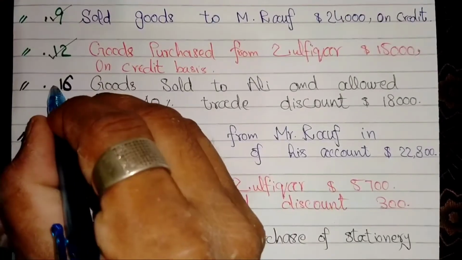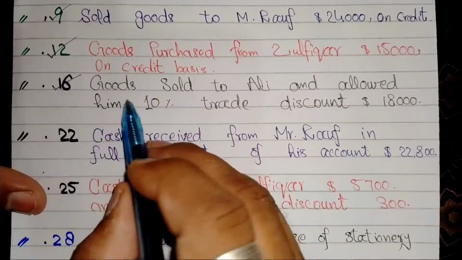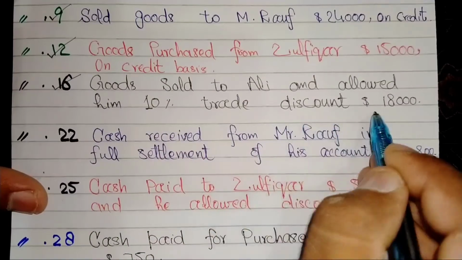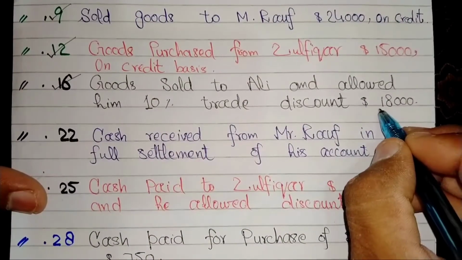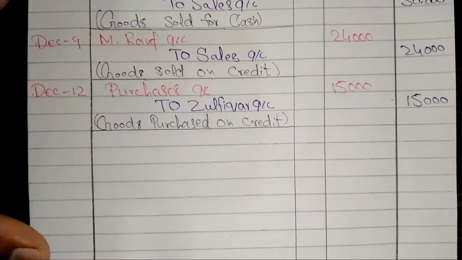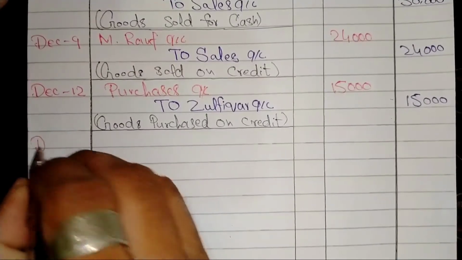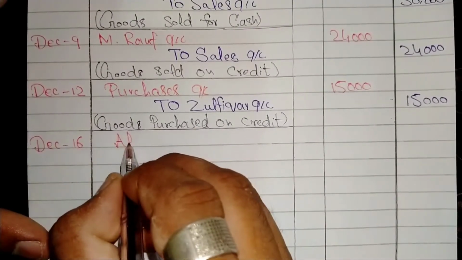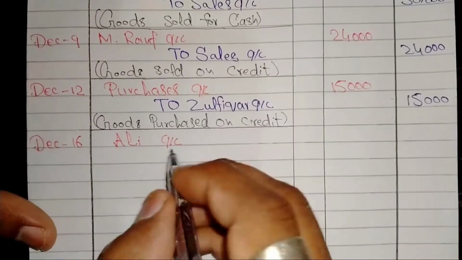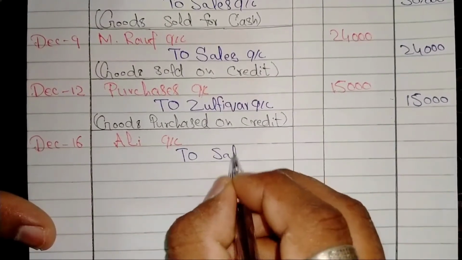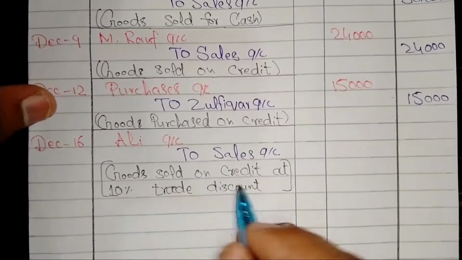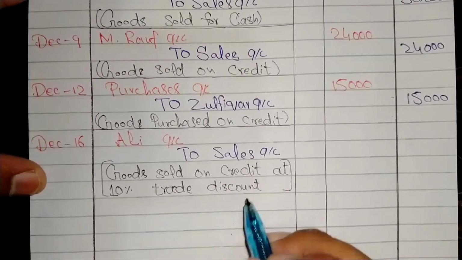Okay. The next transaction is on 16 December: goods sold to Ali, allowing him a 10% trade discount on the whole amount, which is $18,000. So the entry will be on December 16, Ali account debit to sales account credit, with description, goods sold on credit basis at 10% trade discount.